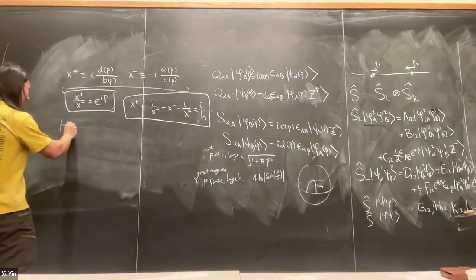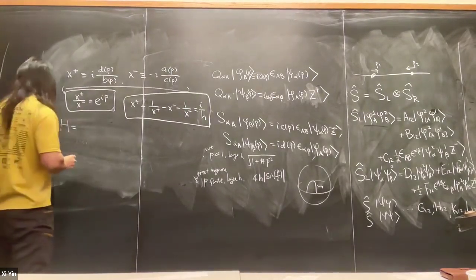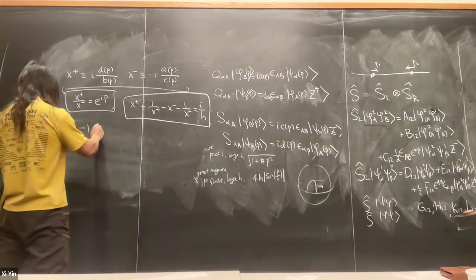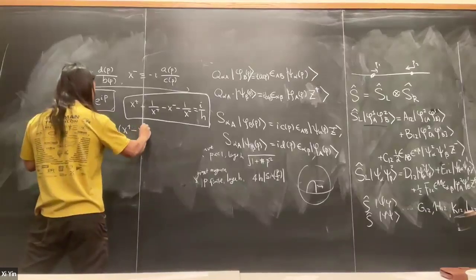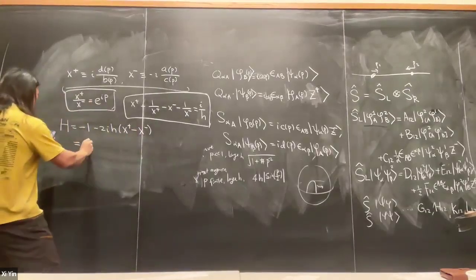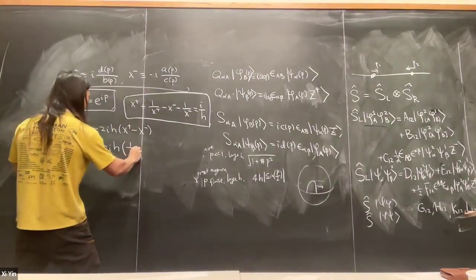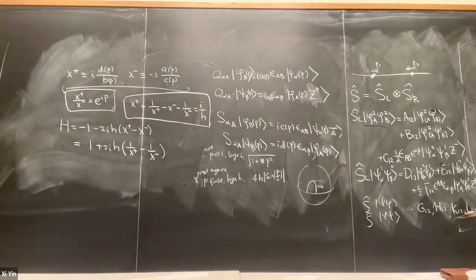Now, the dispersion relation for the magnon. The energy can be written in the following way. There are two equivalent ways to write this. You can write the energy as minus 1 minus 2ih times (x plus minus x minus), or equivalently plus 1 plus 2ih times (1 over x plus minus 1 over x minus). These two are equivalent. This looks very strange, but this will also play an important role later.